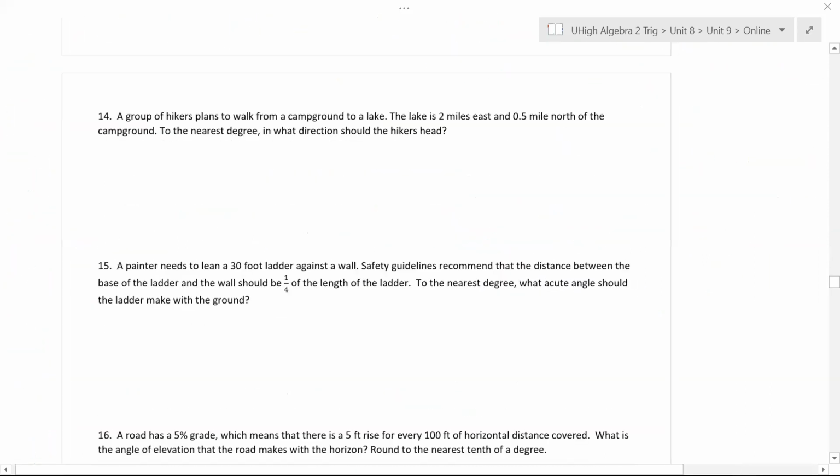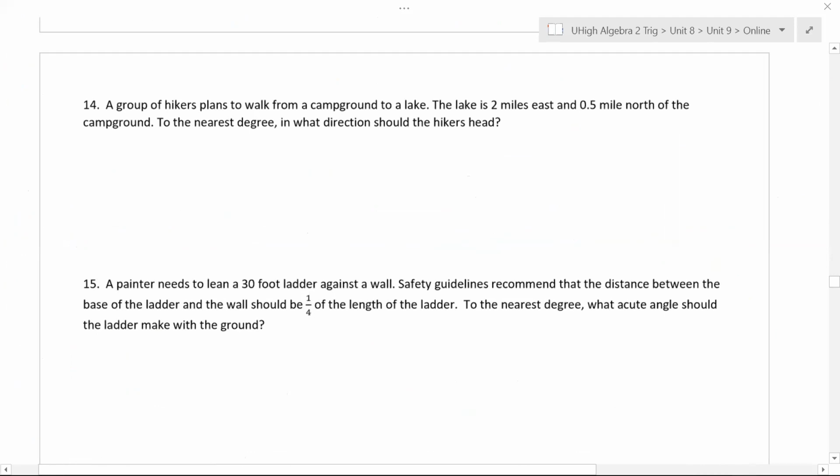Okay, so number 14. I really think that you guys can do these three independently. So if you do want to pause and try these three on your own, I would really suggest that, and then I'm going to go over all three of them. So I would suggest pausing, trying all three of these on your own, and then coming back and checking your answers.